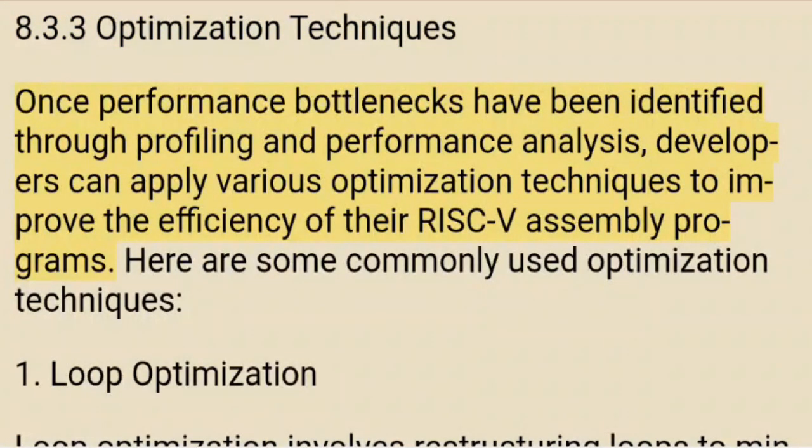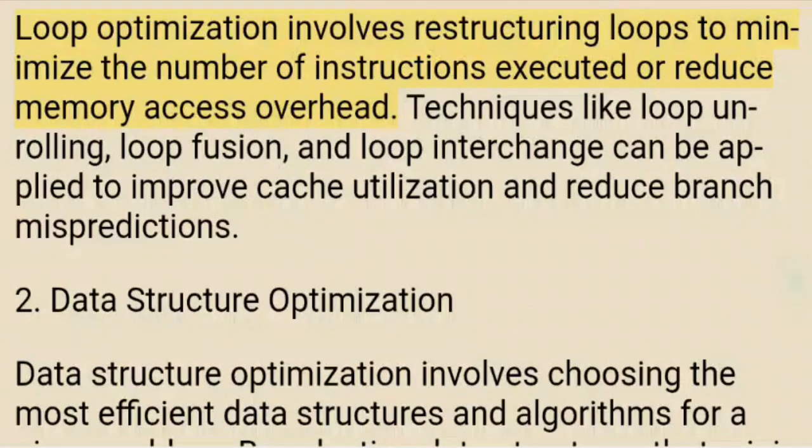Once performance bottlenecks have been identified through profiling and performance analysis, developers can apply various optimization techniques to improve the efficiency of their RISC-V assembly programs. Here are some commonly used optimization techniques. 1. Loop optimization. Loop optimization involves restructuring loops to minimize the number of instructions executed or reduce memory access overhead. Techniques like loop unrolling, loop fusion, and loop interchange can be applied to improve cache utilization and reduce branch mispredictions.